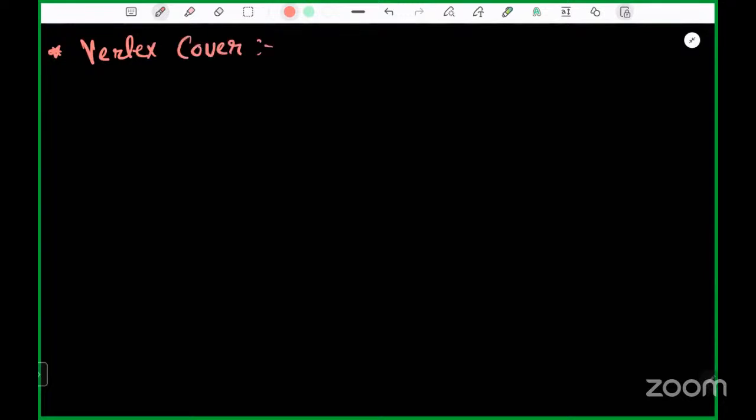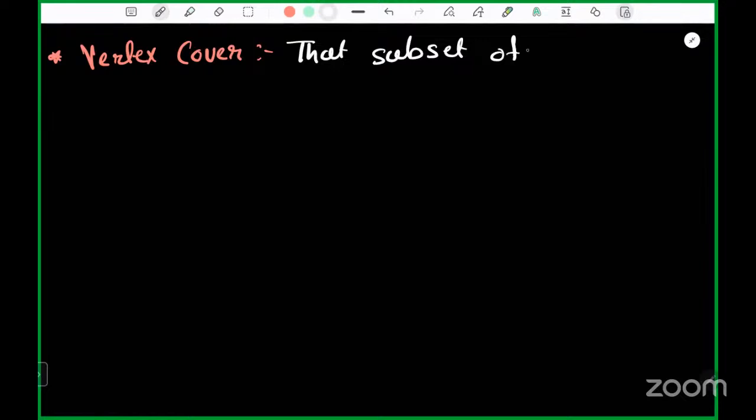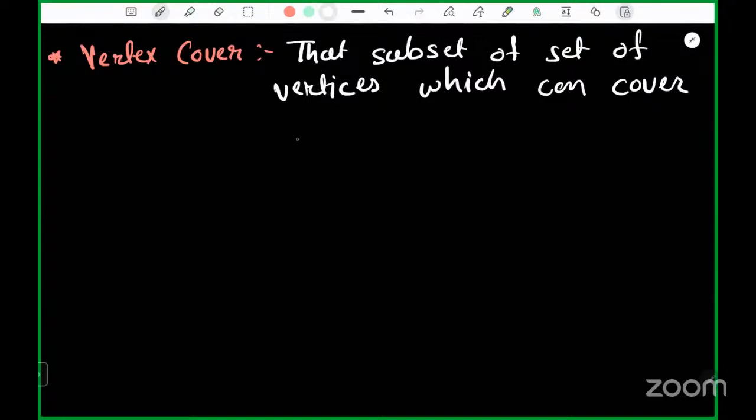As the name suggests, you have to find all those vertices which can cover our graph. So ultimately we are finding vertices, right? So what is a vertex cover? A vertex cover is that subset of the set of vertices which can cover the graph. What is the meaning of covering a graph?